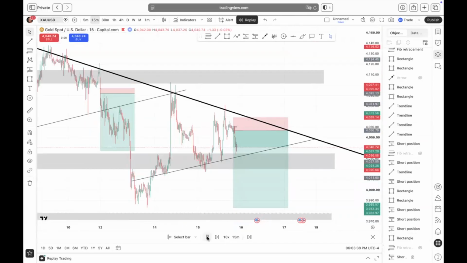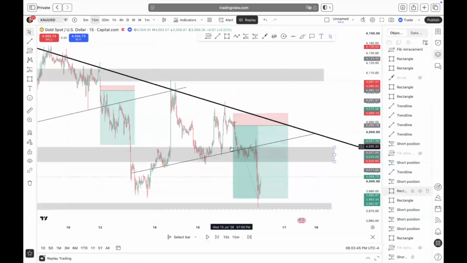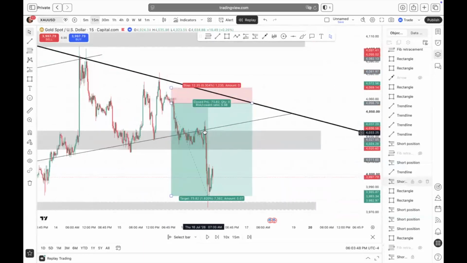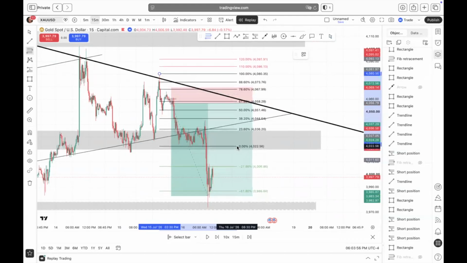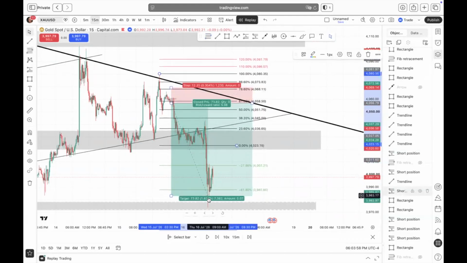We also had another entry opportunity. So you see we're breaking this trend line and then we're coming back to test the trend line as resistance multiple times. We came here, we had these beautiful wicks forming, and then we dropped again down to our TP area. This one, I believe I did trail to the 61.8. And I went a little bit deeper than that.